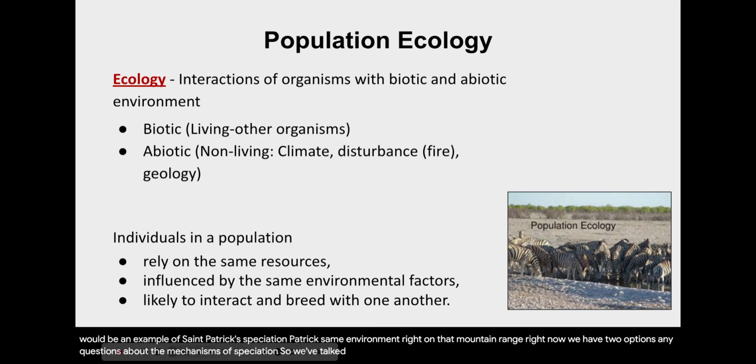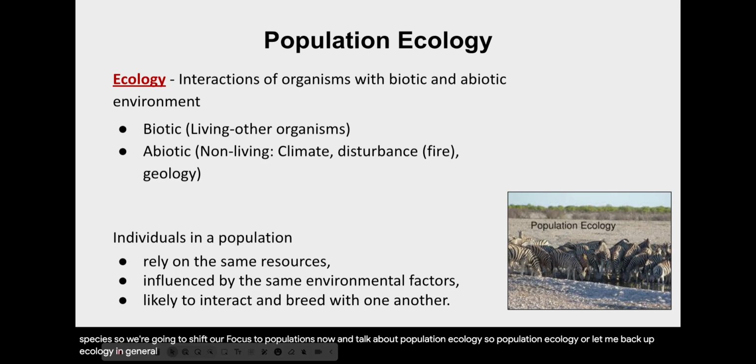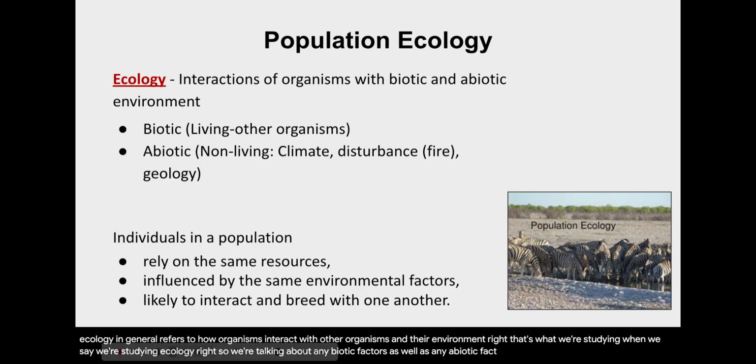So we've talked about how we can get different species. Now let's talk about a group of species. So we're going to shift our focus to populations now and talk about population ecology. Ecology in general refers to how organisms interact with other organisms and their environment. That's what we're studying when we say we're studying ecology. So we're talking about any biotic factors as well as any abiotic factors.